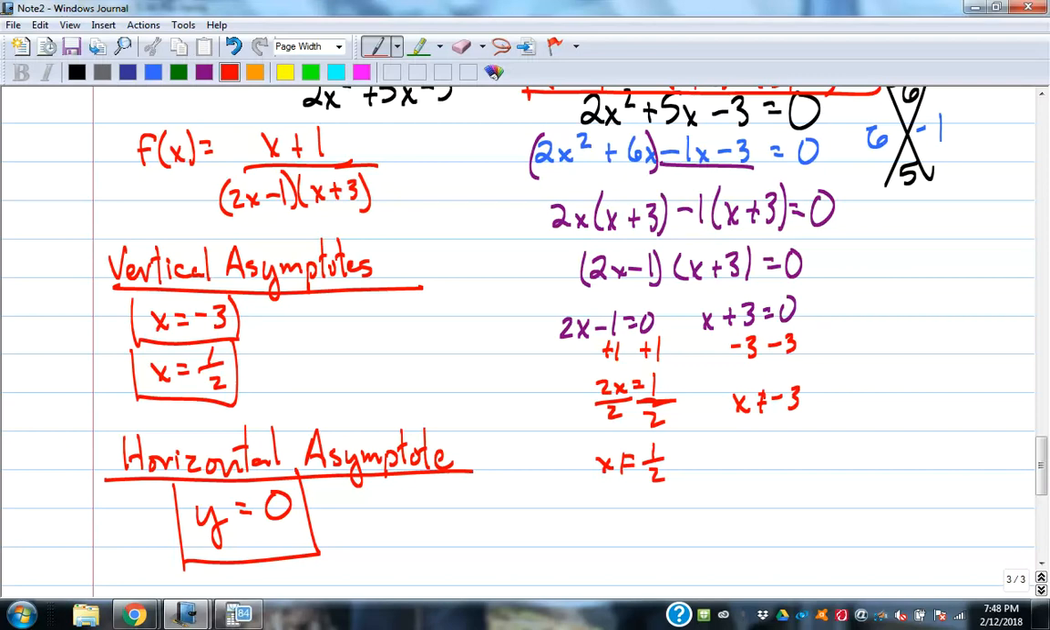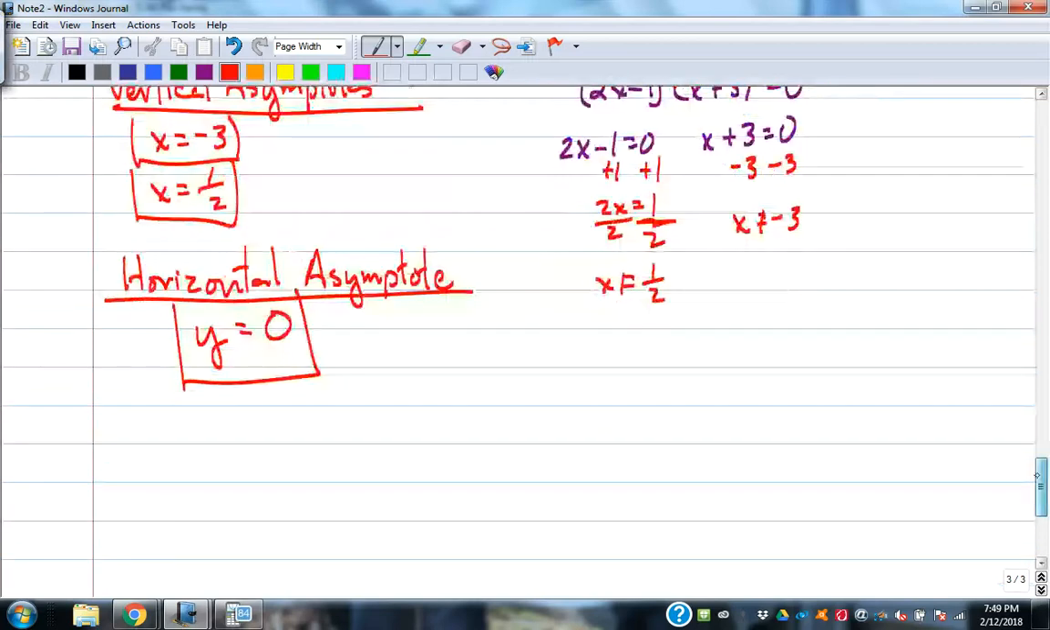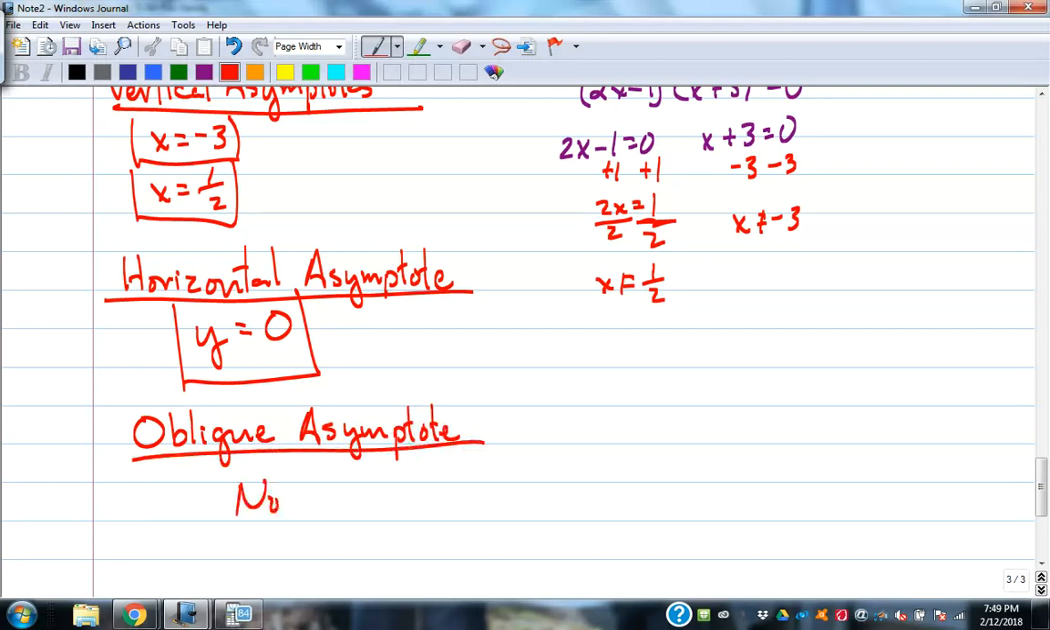If it has a horizontal asymptote, what does that mean about oblique asymptotes? It can't have one. So your oblique asymptote, you'll say it has none. Okay? Vertical asymptotes, horizontal asymptotes, or oblique asymptotes. Reporting on all of those. Let's do another.